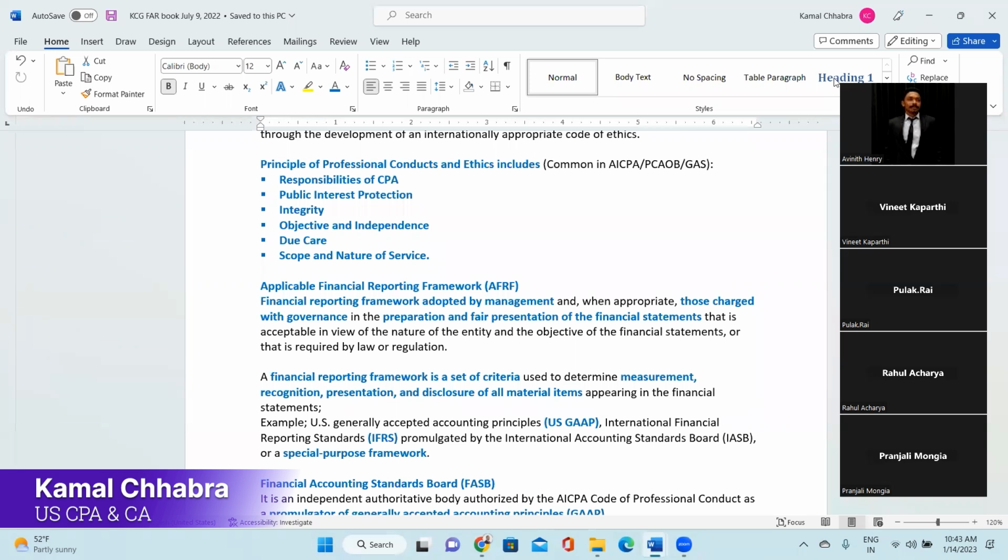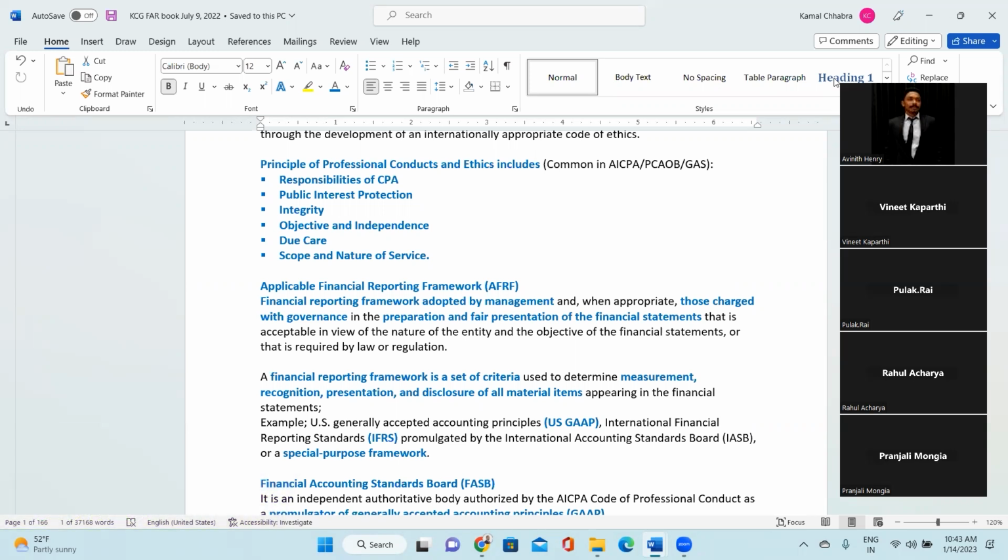Next one is integrity, integrity and ethics. Whatever we do, however we behave, react, and perform, it should be with full integrity, right? And objectivity and independence. Whatever opinion we are providing, or whatever attestation, examination, or signing we are doing, it should be objective. Objective and independent both. What is objective? Objective means unbiased. Make sense?